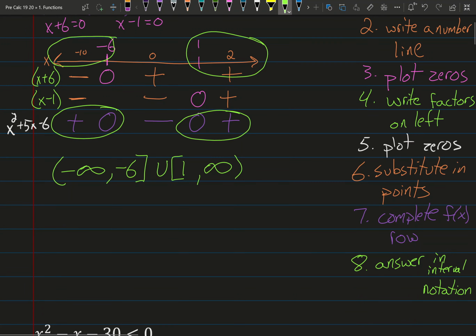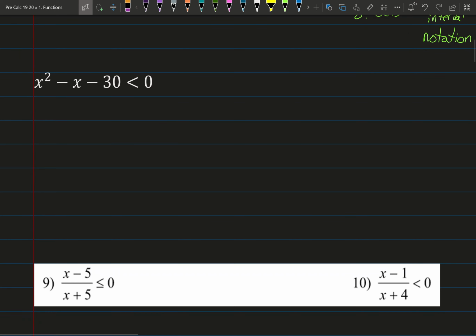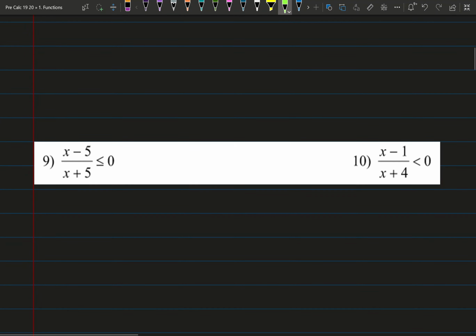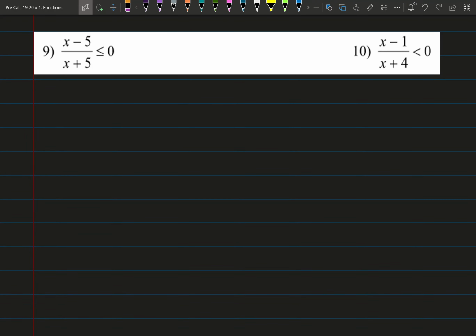Let's take a look at a rational one after you are going to do this one for practice. So our rational inequality, we're going to start out the same way. We do any sort of factoring that we're going to do first, which in this case, we don't have to do any factoring. We're going to do number 9 here. And we're still going to set out our number line, label it with x, and write out our zeros.